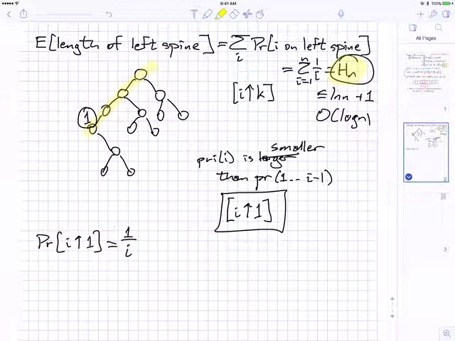Yeah. What's node 1 in this case? Node 1 is the node with the smallest key. The node furthest to the left. The one at the end of the left spine, where I get to by chasing left pointers. Okay? Good.